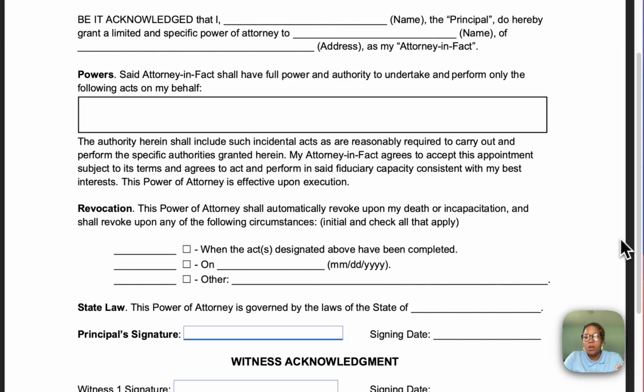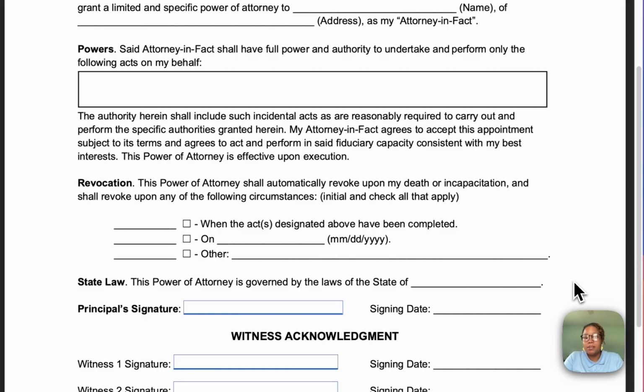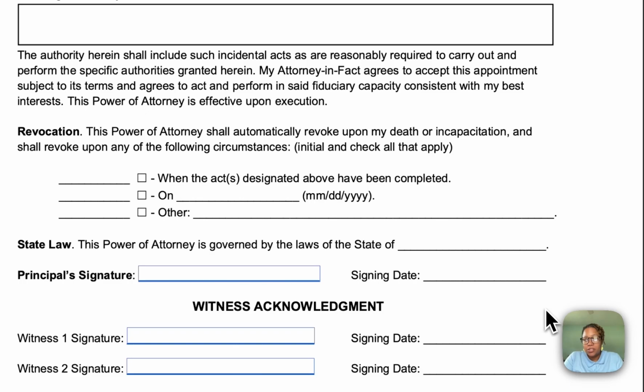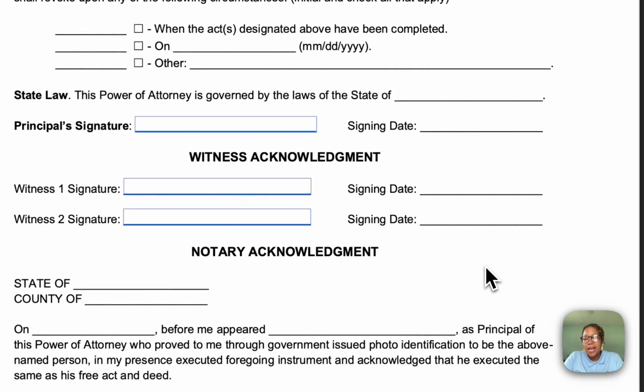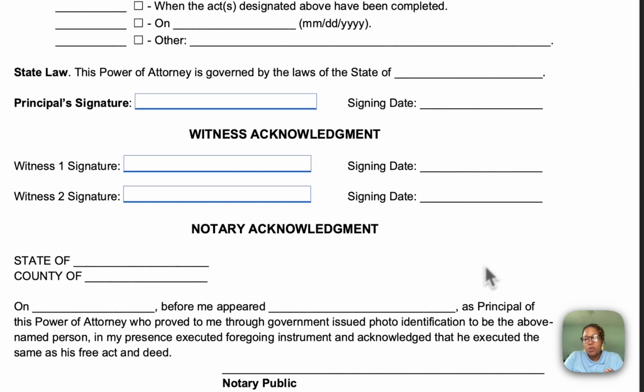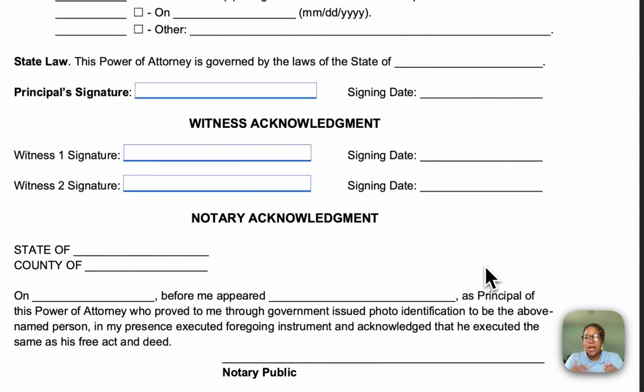We also want to put the state that we're in, that this power of attorney is going to be governed by the laws of the particular state where it's being signed. We have the principal's signature and the witness's signature, and we have to make sure that all of the dates match because this is a very important document. And of course, at the bottom, we have our notary acknowledgement and our notary public signature, and we would also add our seal.